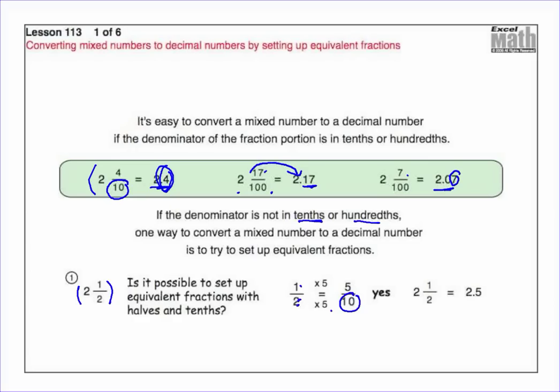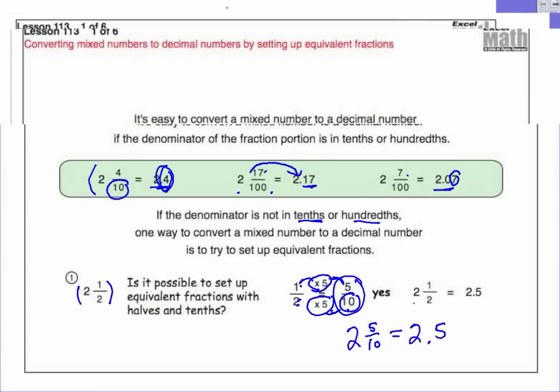And I can change 2 into 10, because 2 times 5 is 10. So since I'm multiplying the denominator times 5, I multiply the numerator times 5 as well. 1 times 5 is 5. So 2 1/2 is equal to 2 and 5 tenths, because 2 1/2 is the same thing as that. And 5 tenths is equal to 0.5. Okay, here we go.